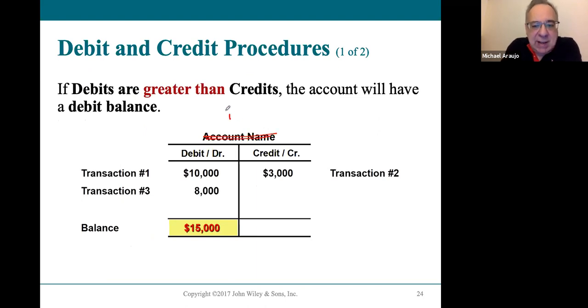Let's put in an actual account name, the account name being cash. Remember, account names are all the names you've learned about already. It's specific. It's not an asset or a liability. It's cash or notes payable. You have to be very specific. All right, so in this case, 3 transactions happened that affected the cash account. Now, again, the left side of the cash account is the debit side.